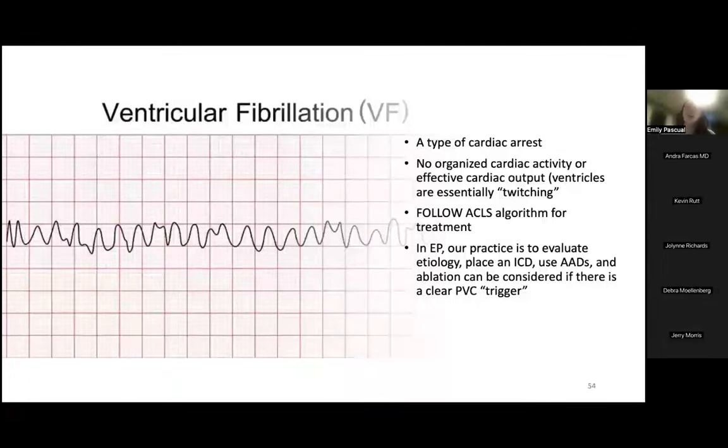In EP, our practice when we see patients who have had VF is to look at why this patient had VF. Most of these patients are going to get an ICD if this is their first time having this type of arrhythmia. Some of these patients you may see in the field may already have an ICD, and if they have one, it should be treating this. This patient needs antiarrhythmic drugs for sure, and will definitely be getting a workup in the hospital.